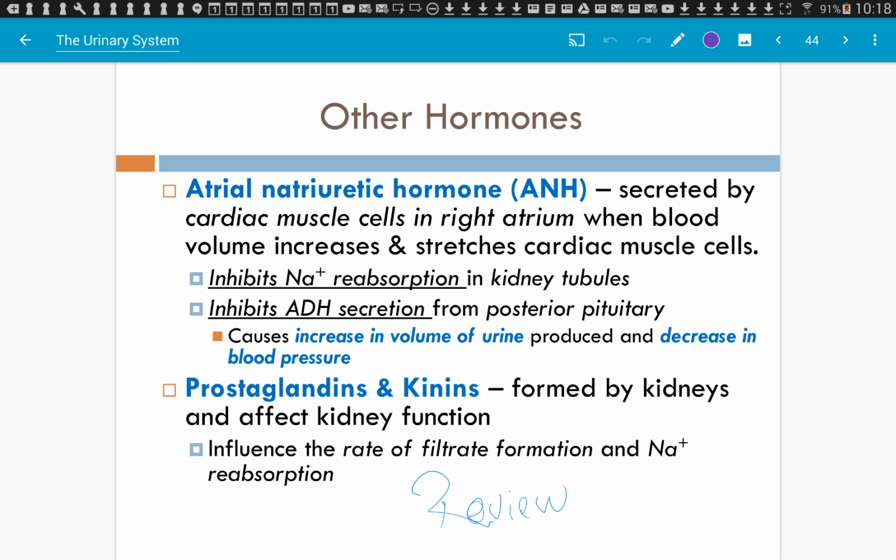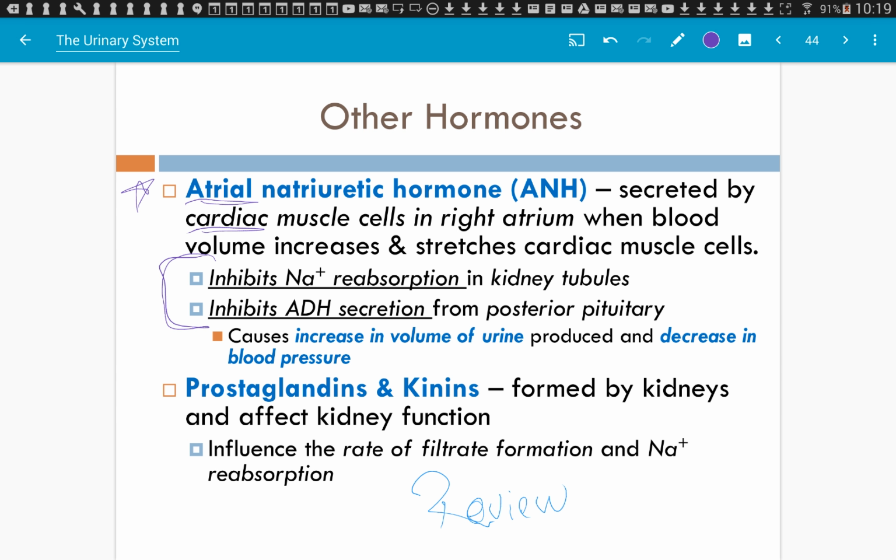Other hormones that have an effect: we have also talked in the past about the atrial natriuretic hormone. I'd encourage you to do a quick review. The big, important things: it is from the heart. And what does the atrial natriuretic hormone do? It inhibits sodium reabsorption in the kidney, and it also inhibits antidiuretic hormone secretion.